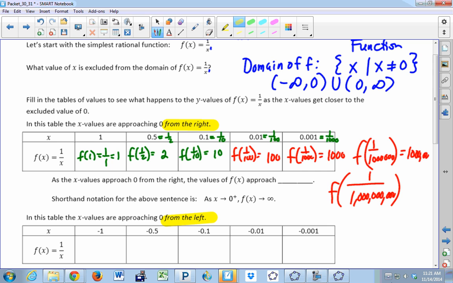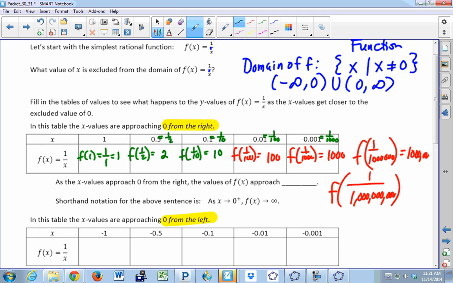The value of your function is approaching what as you come in and get closer and closer? What's happening to the value of your function? What is it approaching? Infinity. So the way we write that is right here. This notation: as x approaches this excluded value 0 from the right-hand side, that's the little plus symbol here, which takes the place of this language here, from the right, the value of my function, my y values, shoot up to infinity. Boom. So that whole sentence can be done with this little bit of shorthand notation.